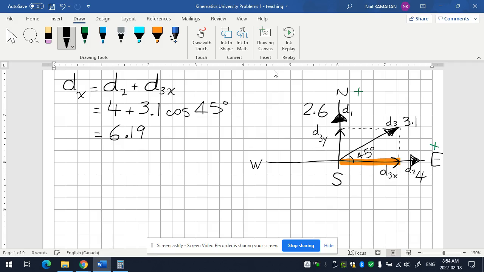6.19. Are we doing miles or kilometers? Kilometers. All right. Perfect. That's it for the d on the x. Let's do the d on the y.